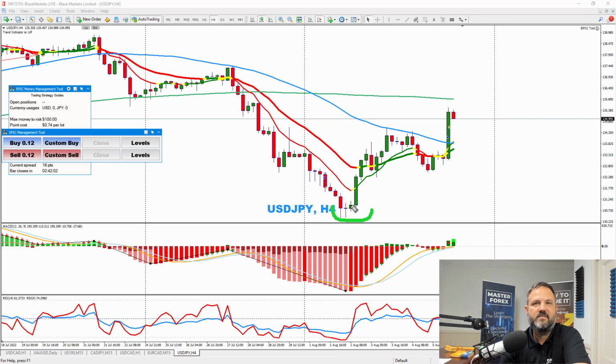It doesn't always look the same, but we have the tails down and the break of the high after a pullback, right? It's perfect. Now here's another one.